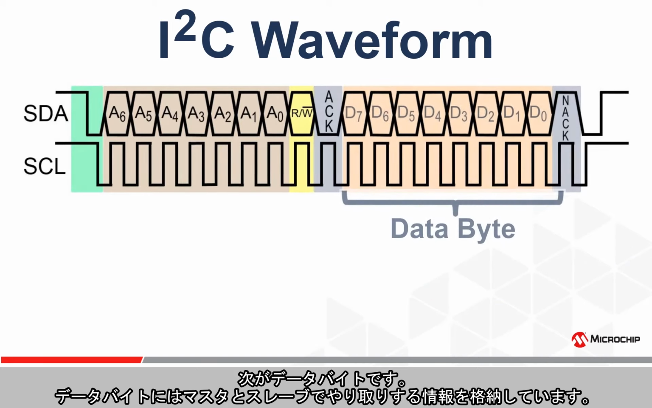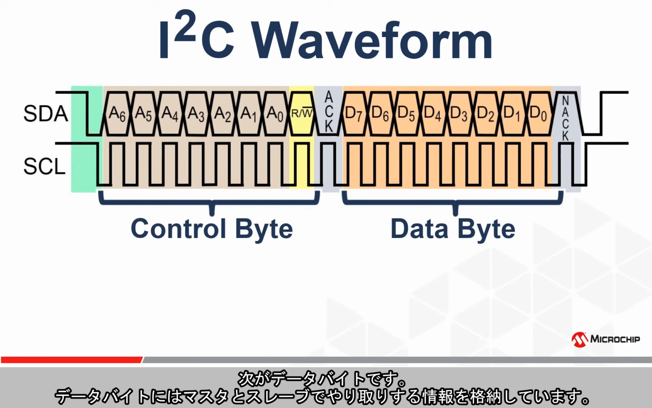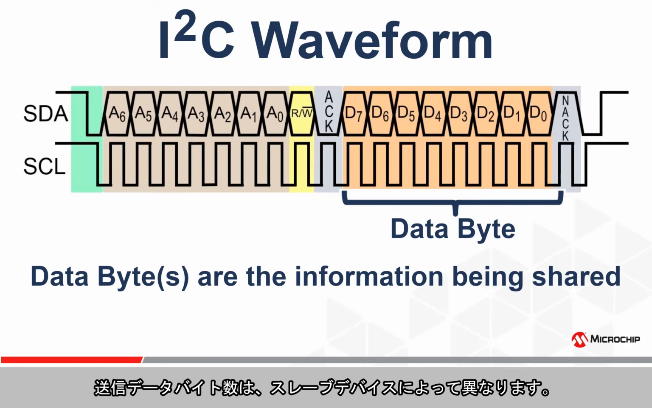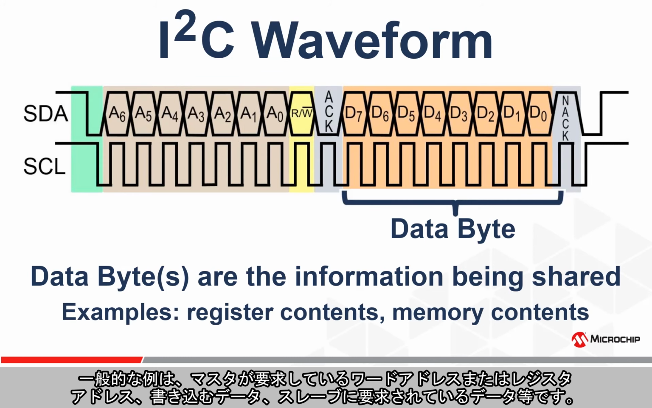Next is the data byte. The data byte, or data bytes, contain the information being transferred between the master and the slave. The data contained in this byte can be command bits, register settings, memory contents, sensor readings, or any number of things. And the number of data bytes transmitted is determined by the operation being performed and the structure of the slave device being accessed. Common examples are the word address or register address that the master wants to access, the data to be written in a write operation, or the data from the slave requested in a read operation.